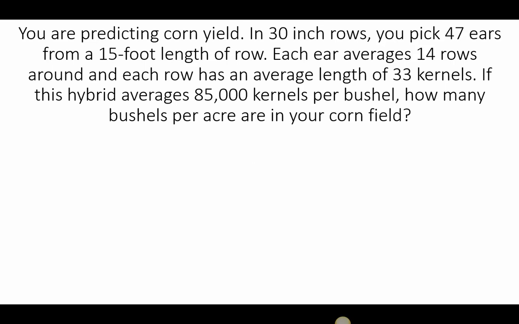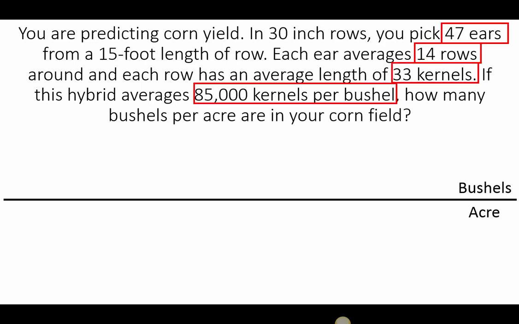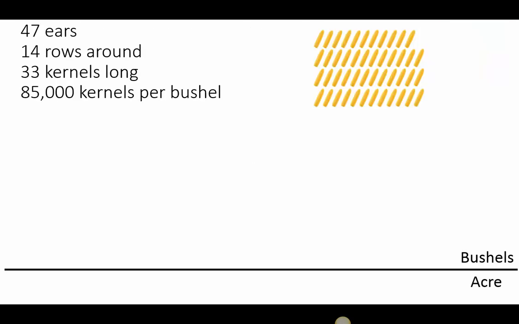This problem has a lot of parts to it. Let's break it down. We need to end in bushels per acre. Let's start with calculating bushels. To do this, we need our number of ears, the number of kernels per ear, and the weight of the kernels. Let's start with the picket fence method again to determine the number of bushels.